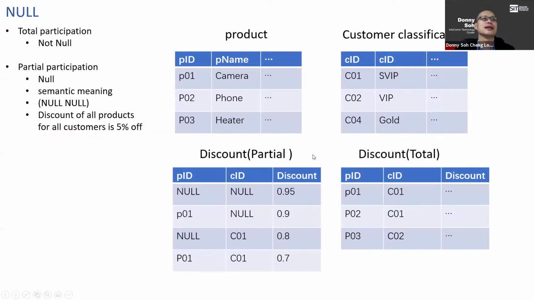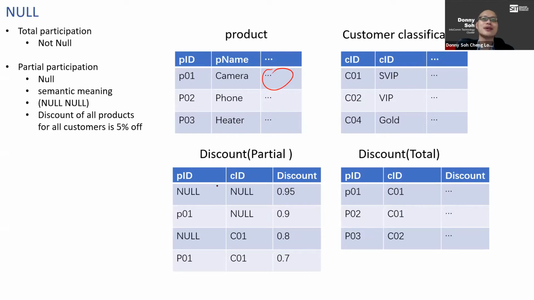So not null actually implies that it is a total participation, because there must be something there. So partial participation is when it is possible to put a null as one of the values in the attribute, then of course you can make it a partial participation.